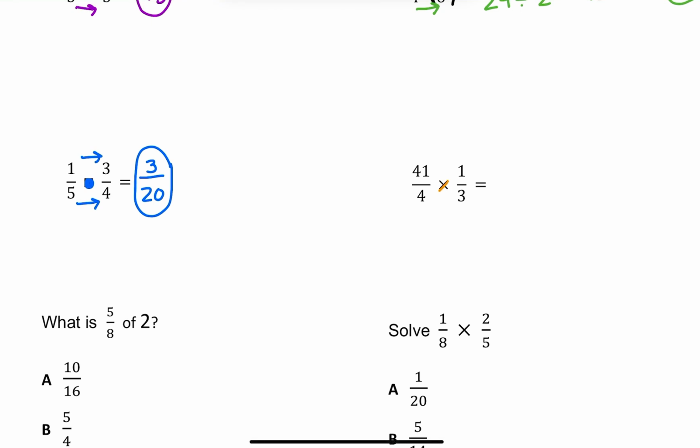And again, it doesn't matter if the top number is bigger, because like in this one, my 41's kind of big. It doesn't matter. They're both fractions. We do top times top, bottom times bottom. So 41 times 1 is 41. And 4 over 3 is 12. So again, this probably would not be an answer, but since I don't have answer choices, I'm going to stop right there. So again, when we're multiplying two fractions, top times top, bottom times bottom.